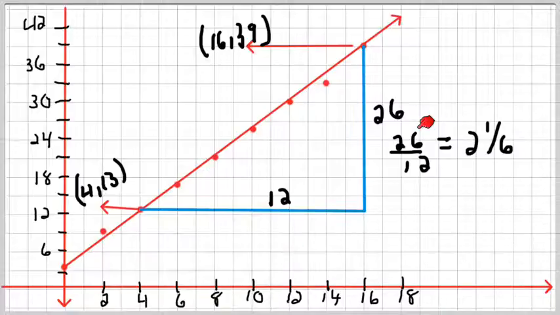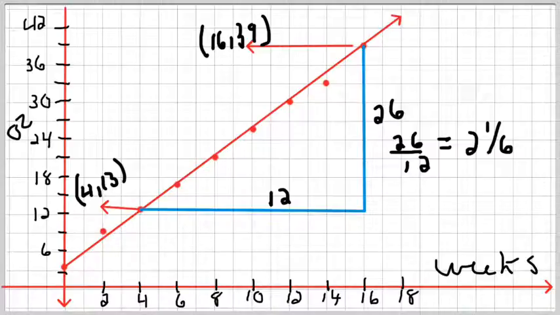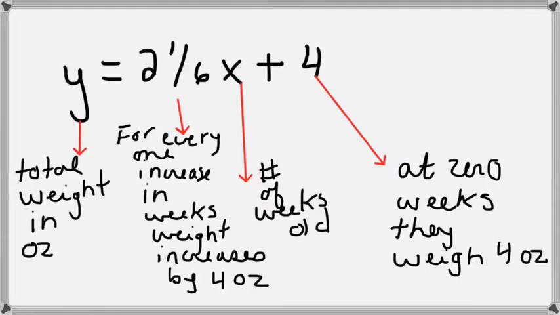So then when you do the change in y, 26, divided by the change in x, 12, you get 2 and 1/6. So I am not done because I did not label that this is weeks and this is ounces. So my equation is y equals 2 and 1/6 x plus 4, where the y represents the total weight in ounces. The 2 and 1/6 means for every one.